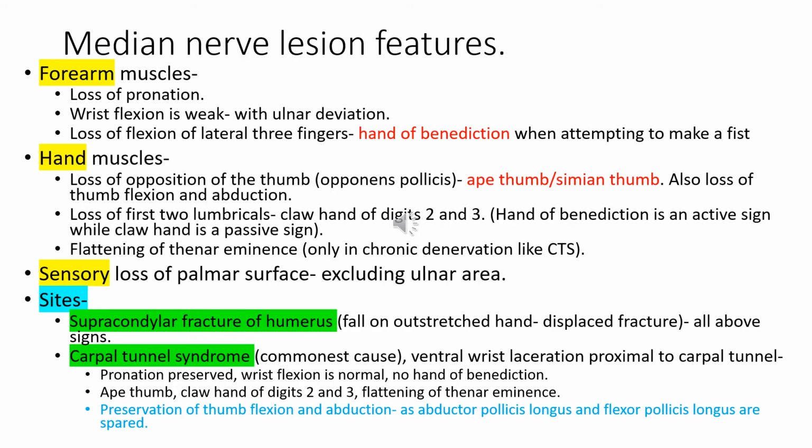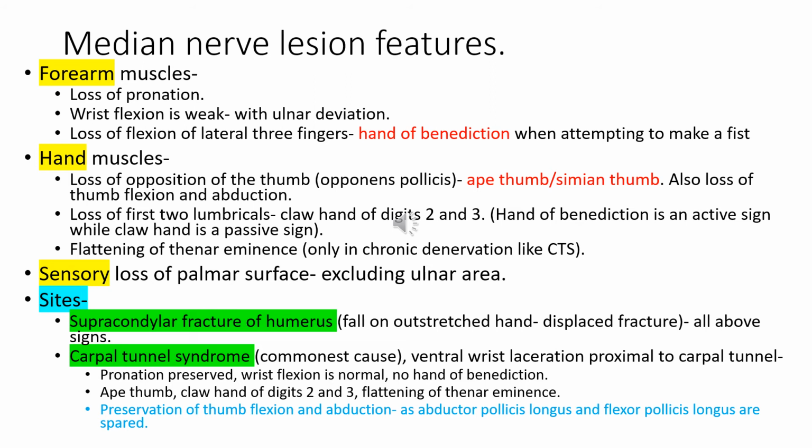Median nerve lesion features. Now, median nerve is primarily a nerve of the forearm. It also gives innervation to the thenar muscles and the first two lumbricals, or the lateral two lumbricals. And it gives sensation to the palmar area of the hand, excluding the ulnar 1.5. So with this idea in mind, we will see how a lesion in median nerve will manifest.